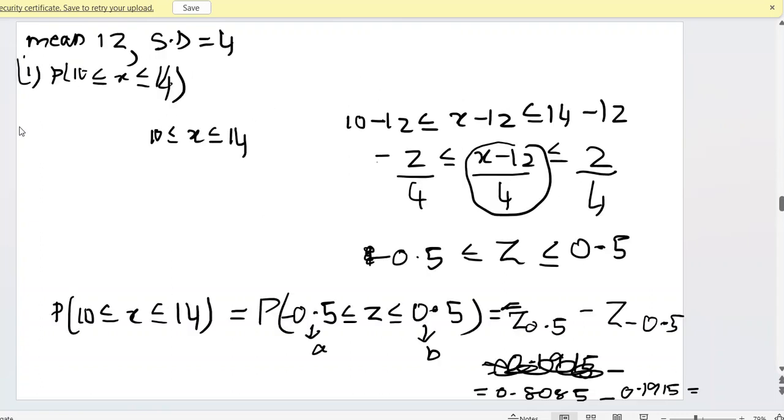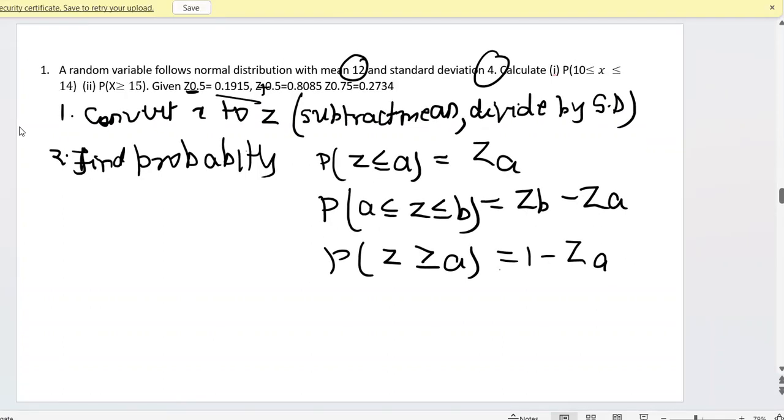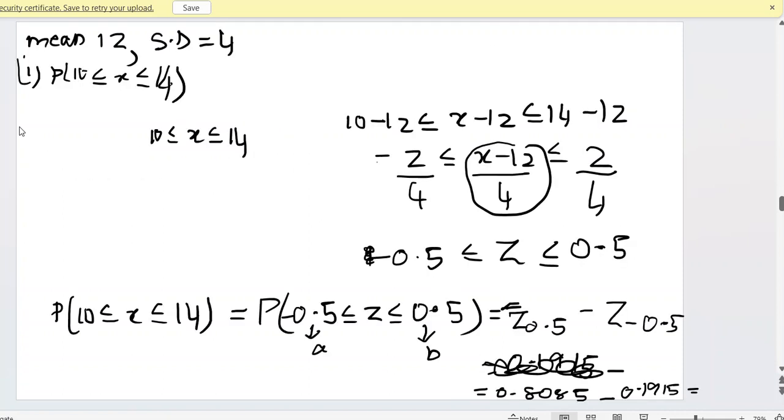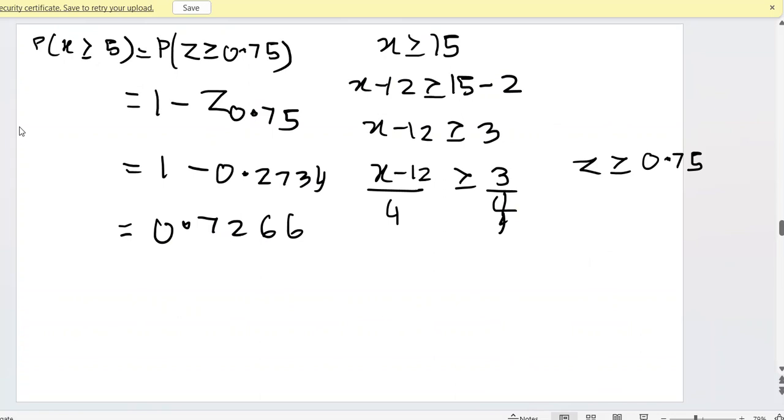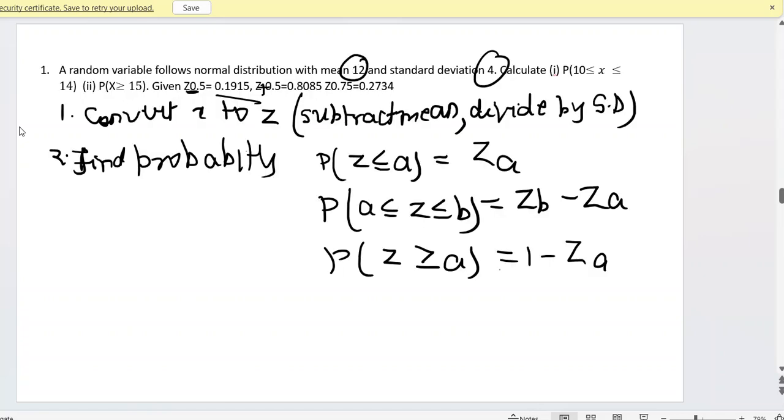So in this problem, you have to remember that the first step is to convert x to z and then find the probability using the three formulas. So we have done x to z and then we used the probability. In this case also, we have found x to z and then we have used the probability.